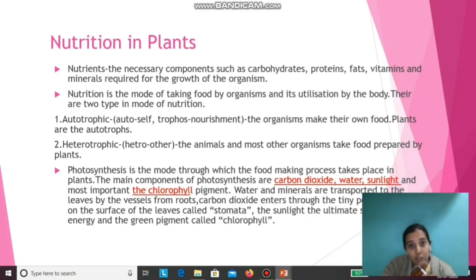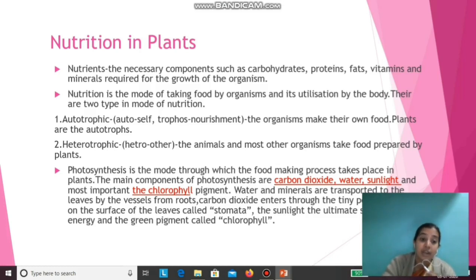In case of autotrophic, auto means self. Trophos means nourishment. Correct? Self nourishment. Autotrophic means that here the organisms make their own food. When you hear this word autotrophic, what comes to your mind? Exactly. Plants. Yes, plants are the autotrophic organisms.